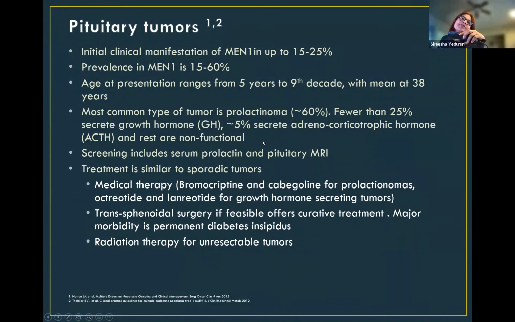Screening tests include mainly prolactin and also pituitary MRI, serum prolactin levels and pituitary MRI. Treatment is similar to sporadic tumors. If it is prolactinoma, they give medical treatment, transsphenoidal surgery, radiation therapy.